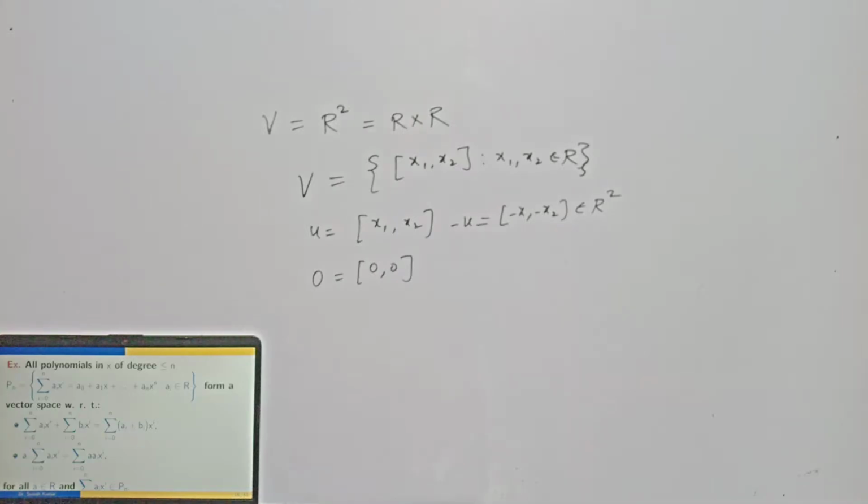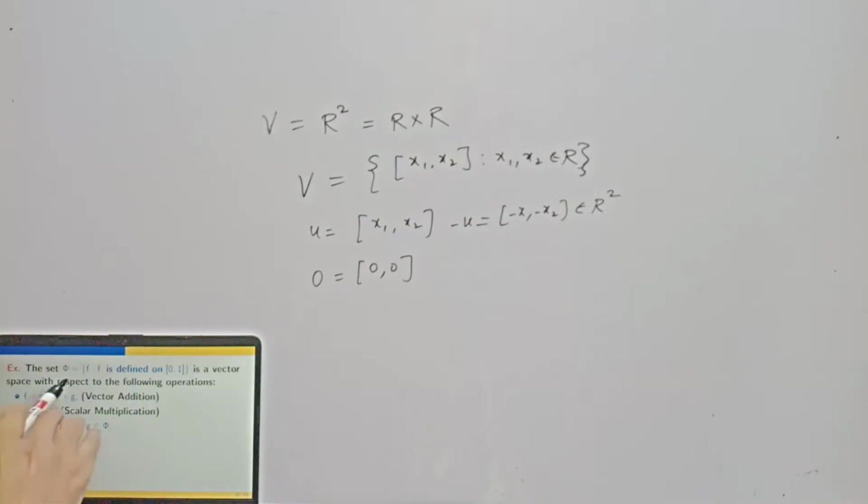So under these two operations, it is very easy to verify that this set forms a vector space. So the collection of all polynomials of degree less than or equal to n forms a vector space with respect to these two operations.